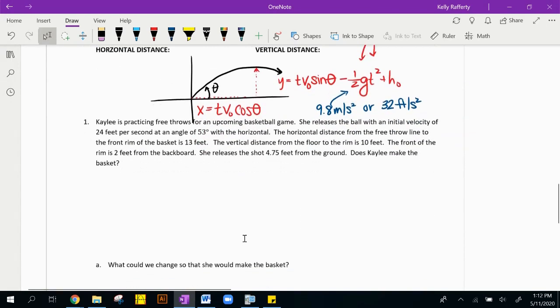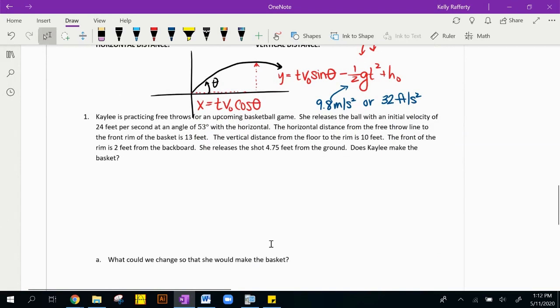All right, so we'll try out this example here. We've got Kaylee practicing free throws for a basketball game. So I'm going to draw a little situation. She releases the ball with an initial velocity of 24 feet per second, at an angle of 53 degrees with the horizontal.